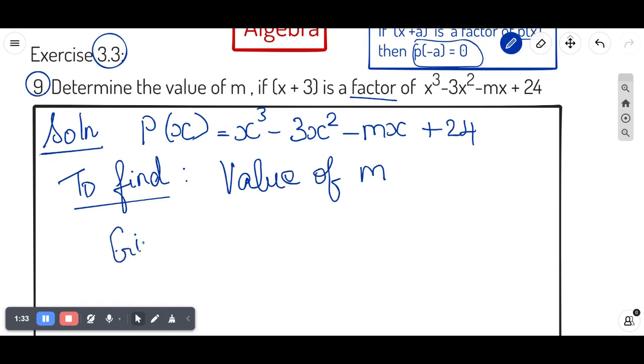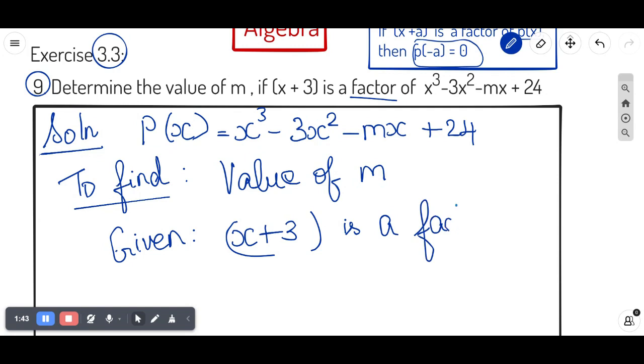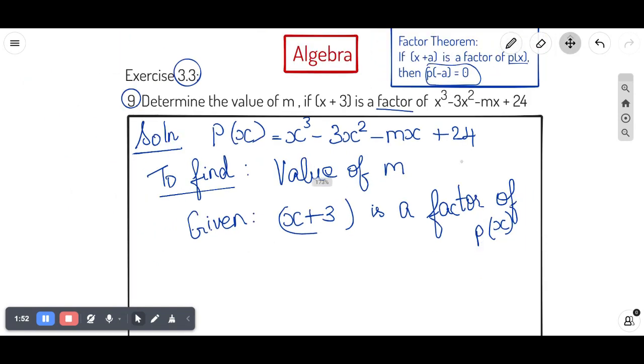What is given again? One more thing is given: x plus 3 is a factor of your p of x. So these are the things which are given. With this, let us start our solution.